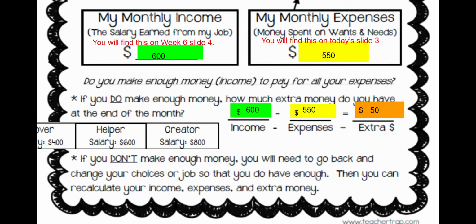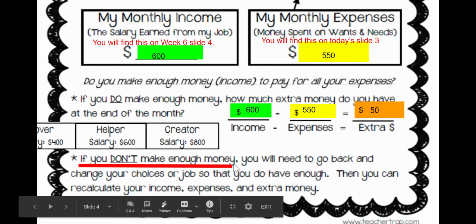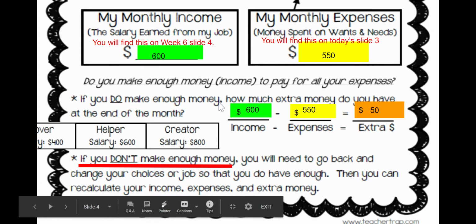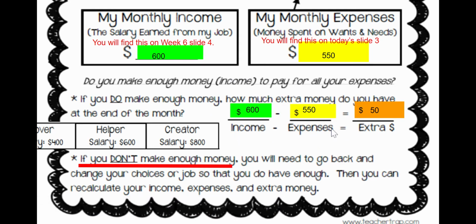So this is what you're doing through day 2, which was Wednesday. Your second day of social studies will bring you to this. Okay. Your next part, if you don't make enough money, you have to go back and change. Don't forget that. You can't say 550 minus 600, right? You have to go back in and either pick a different job and say, oh gosh, I'm going to have to work extra hard then, or you need to change some of your expenses.